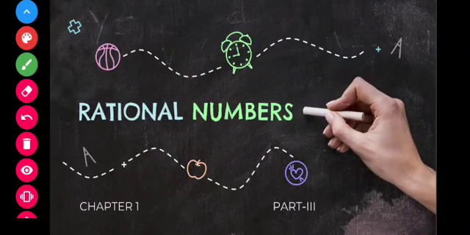So today what we are going to see is just the continuation of the previous videos. In the previous videos we have learnt what are rational numbers, how do we represent a rational number on a number line, and some operations on rational numbers, and also finding a rational number between any two given rational numbers. So these are the things we have learnt in the previous classes.